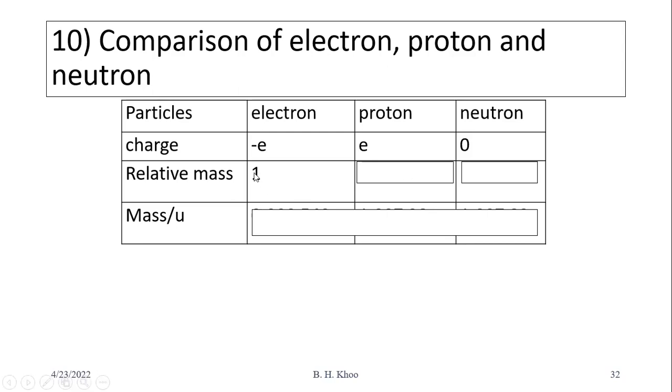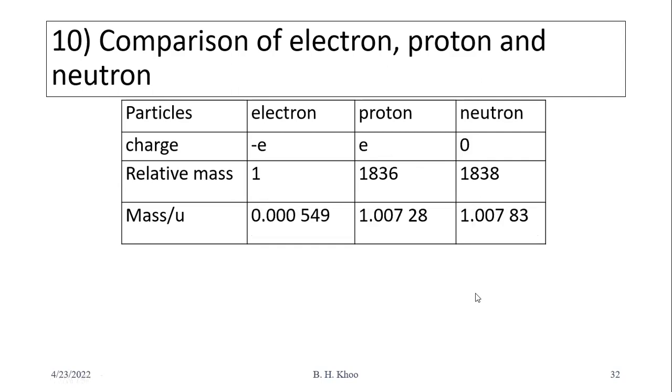Relative mass: if the electron has relative mass 1, what is the relative mass of the proton? It's SPM work. About 2000 times greater. That's the exact value. Is 2000 times good enough? The neutron is also about 2000 times greater. Atomic mass unit, that one will be given to you if you are required to do calculations, which you will be using.